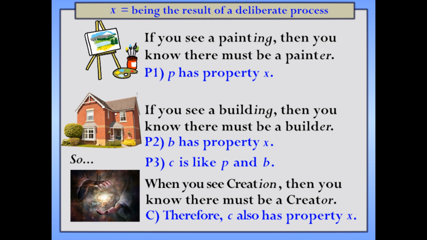So now that we've identified the logic behind this argument from analogy, we can clearly see that it relies on a pattern to make the conclusion appealing. In fact, we can expose this by just replacing the word creation with the word universe.